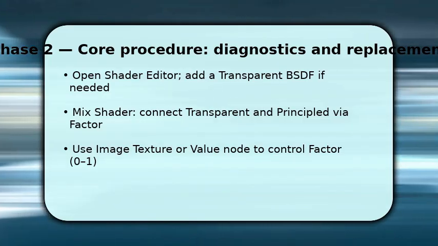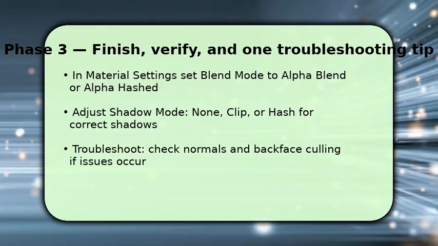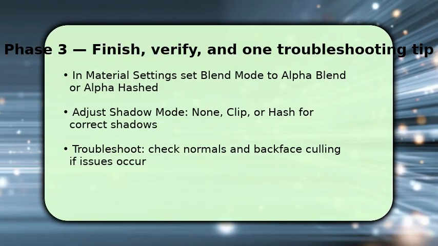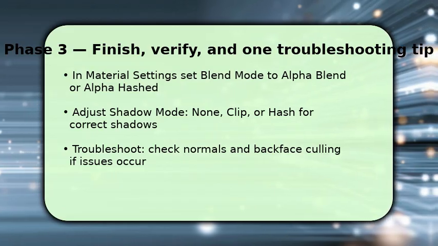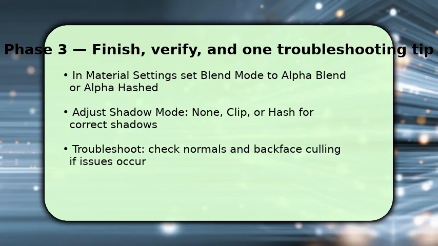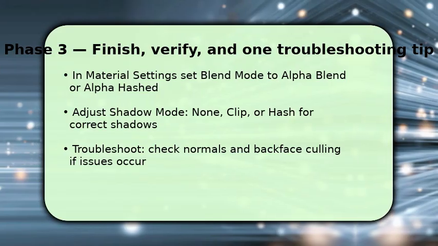Once wired, tweak roughness and color to preserve visual consistency when transparency is introduced. Finish by enabling the correct blend mode in material settings. Alpha blend for smooth transitions, alpha hashed for cutout-like results, because without this change the shader's alpha is ignored in Eevee. Also set shadow mode to match your needs, otherwise shadows will look wrong.